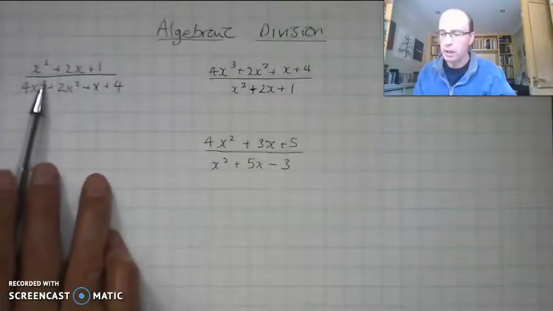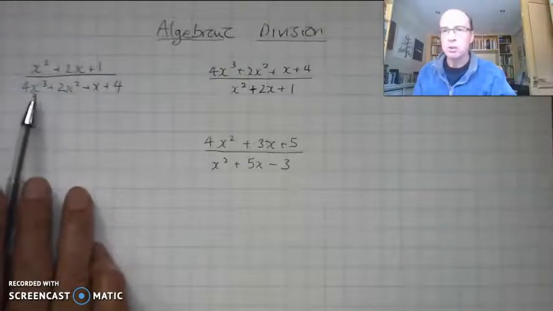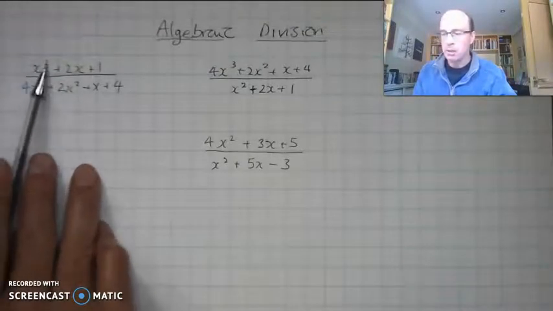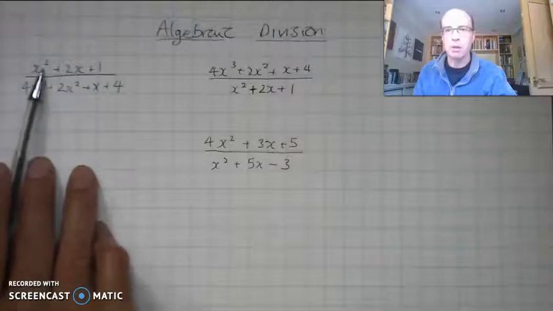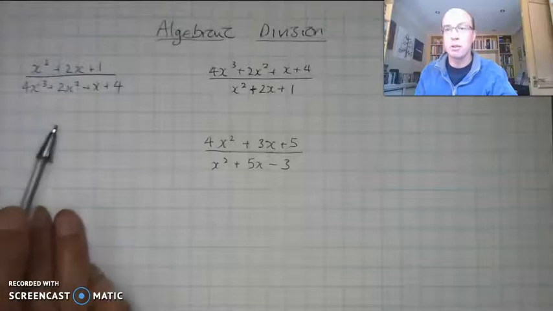So in this case I've got an x cubed term, so my degree is 3. The degree was always higher than in the numerator. So in this case I've got an x squared term, so I've got a degree of 2. In this video we're going to have a look at some expressions where that's not true.